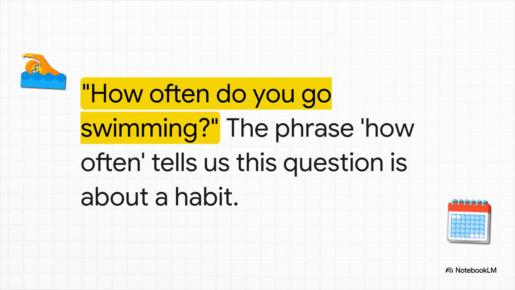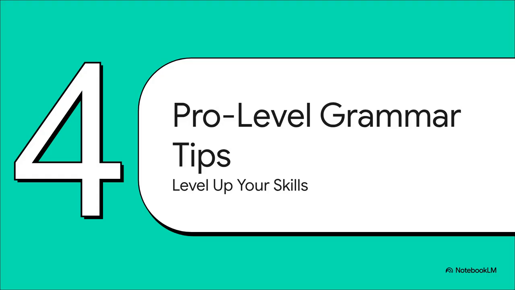And how about this question? How often do you go swimming? That phrase, how often, is a dead giveaway, isn't it? It's asking about a habit or a routine. And look at that structure. It follows our blueprint perfectly: helper verb do, subject you, and the base verb go. See? It all fits together. You've basically cracked the main code of the present simple now. You know how to build it, and you know when to use it.